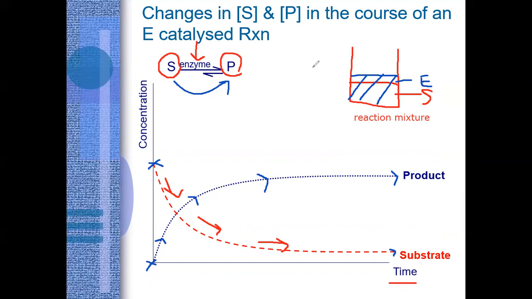So remember, the shape of the curve for substrate is going down this way and becoming horizontal. For product, it is going up, curving up this way, and becoming horizontal. So remember the shape.